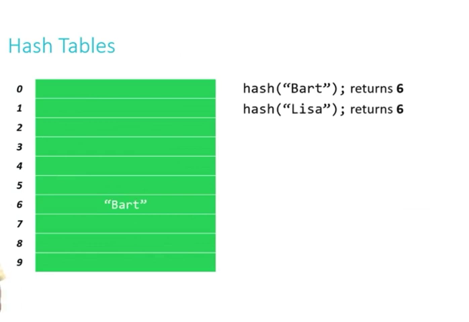Now we hash Lisa, and that also generates hash code 6. Well, now that we're using this linear probing method, we start at 6. We see that 6 is full. We can't put Lisa in 6. So where do we go? Let's go to 7. 7's empty, so that works. So let's put Lisa there.